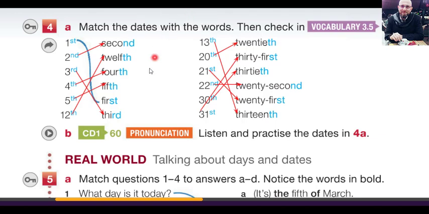Okay, let's listen to them and check and practice. Track 60.